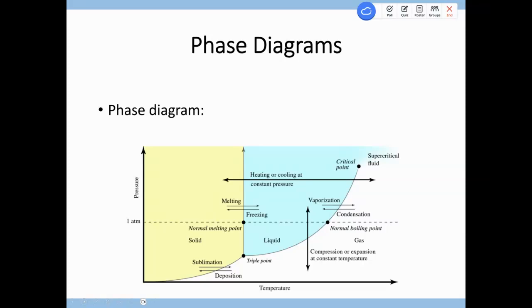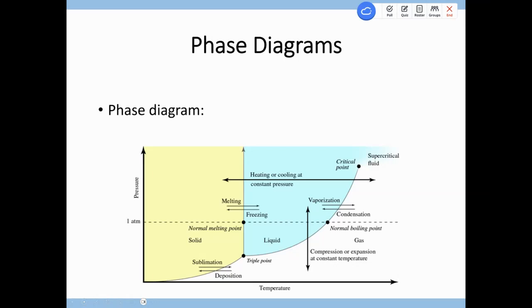Now the intersection of these different components, so solid and liquid, this line here shows from solid to liquid, melting, or liquid to solid, freezing. Liquid to gas, vaporization, gas to liquid, condensation. Solid to gas, sublimation, gas to solid, deposition.